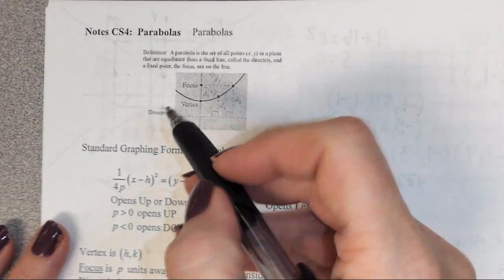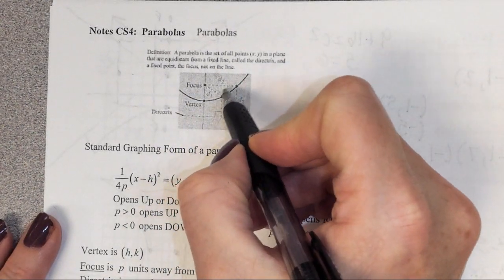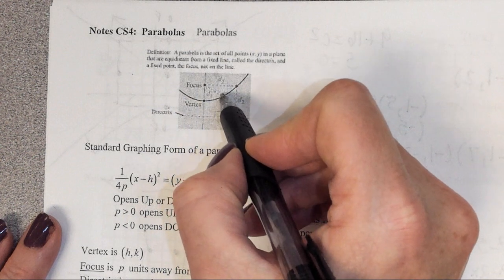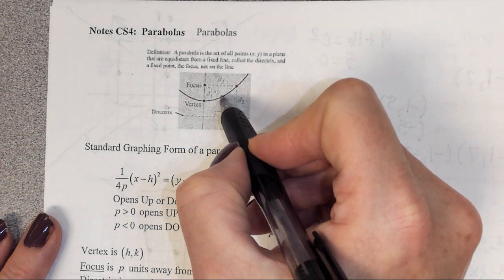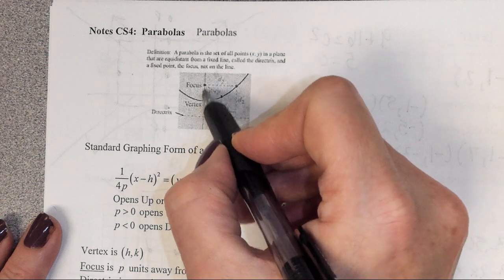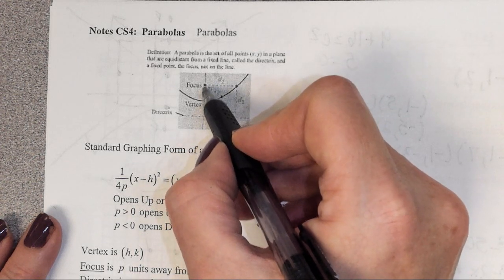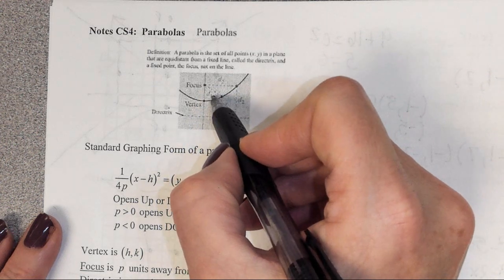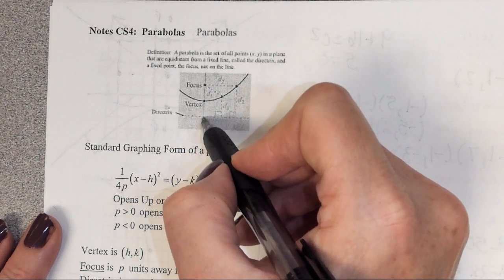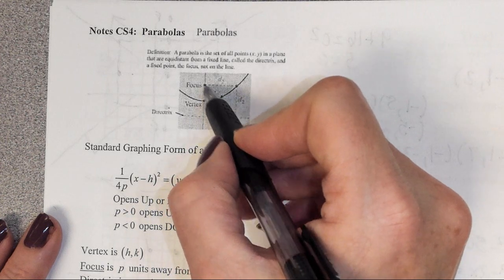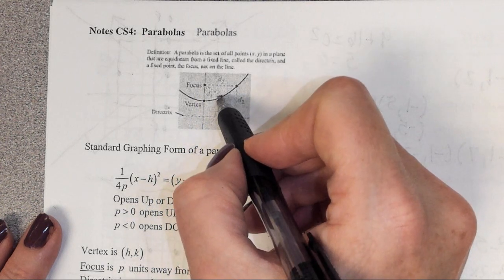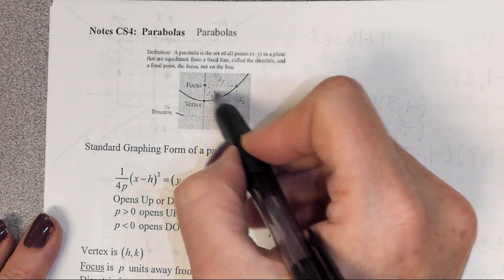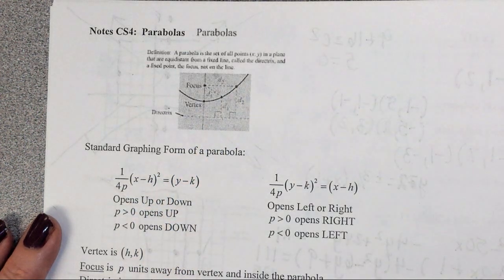The definition of a parabola is that every point on this parabola is going to be the same distance from the focus as it is from the directrix. And it's always going to be p units away. So it's p units away from the vertex to the focus here, and then from here it's going to be p units away. Now, as we go out here, it's not necessarily p units away, but it's going to be the same distance. Here and here is going to be the same distance there.